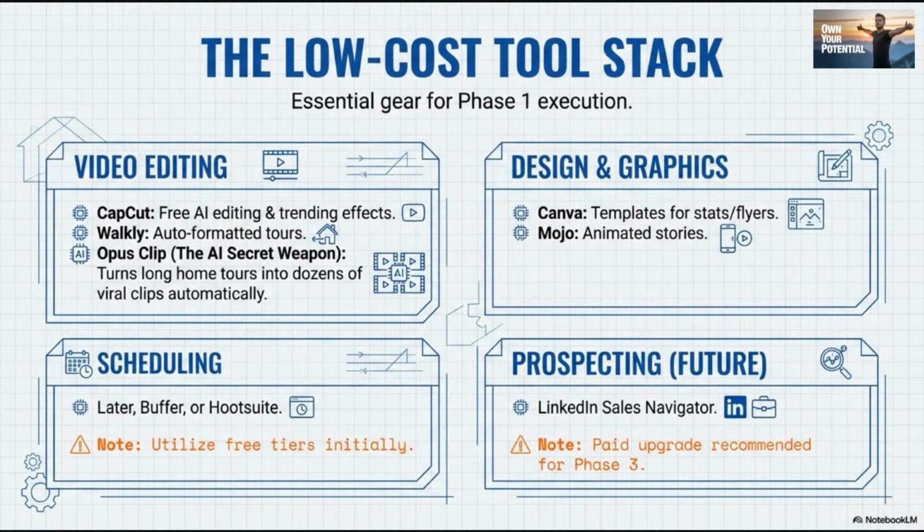So that's the video editing there. Let's jump on over here. Design and graphics. Canva and Mojo, phenomenal. Opus Clip can help you create some visibility, some thumbnails as well. There's a bunch of different thumbnail creators out there, but yes, those are absolutely insanely cool options to go from there.